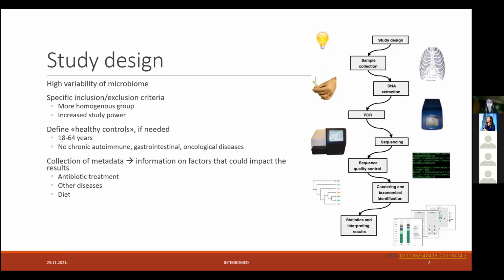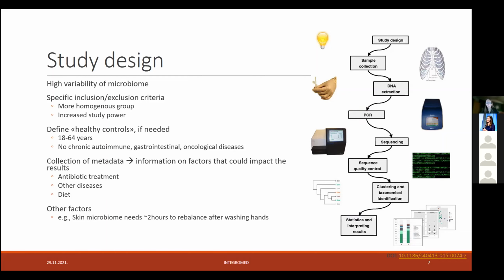So therefore, if we can't control some factors, we can collect information about that. So as I already mentioned, we could collect information about antibiotic and other medication treatment, collect information about other diseases, diet, which could also impact our results, as you know, especially if we talk about gut microbiome. And of course, there could be other factors that are specific to your study.